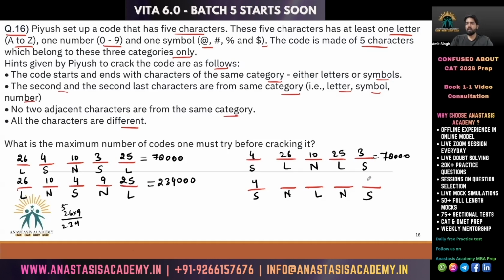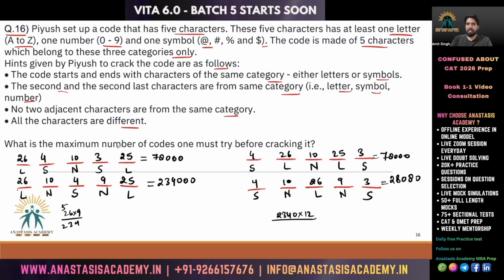Now symbols 4 and 3, numbers 10 and 9, and letters 26. So 26 into 9 is 234, and 4 and 3 is 12. 234 into 12 would be 2,808, so that is 28,080. So these are the total number of cases in which I can frame these codes, right?